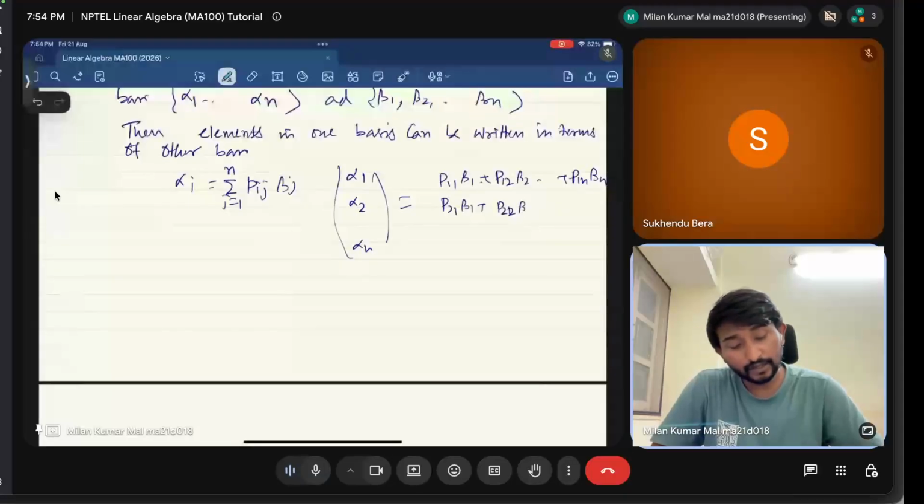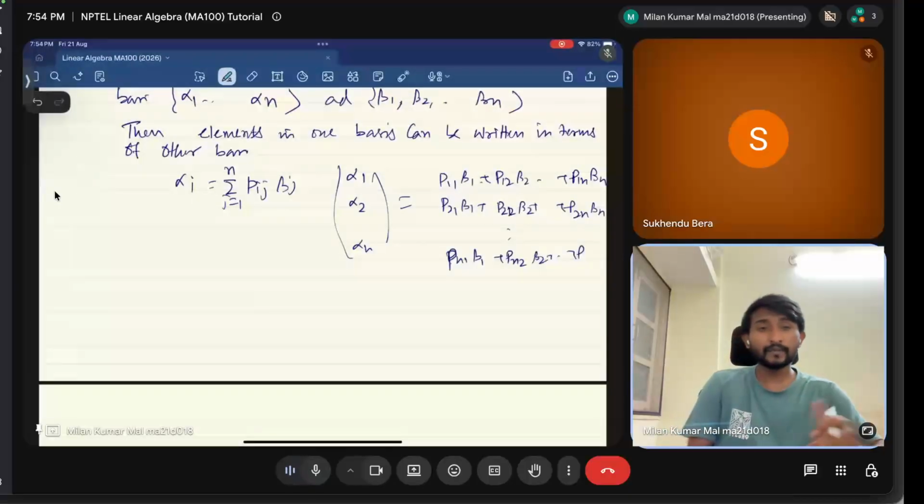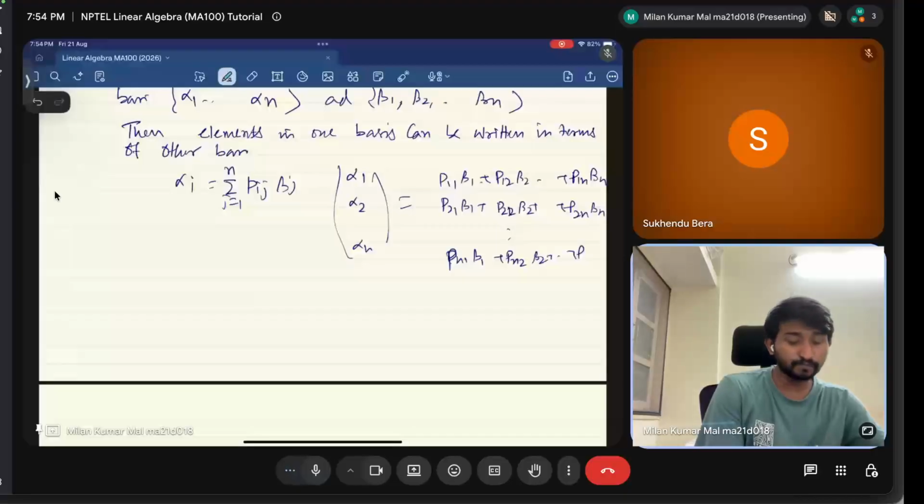Okay, so that means this can be written as the matrix Pij times the column vector beta 1 to beta n. So one basis can be written in terms of the other basis, but through a matrix. This matrix is called the basis change matrix.